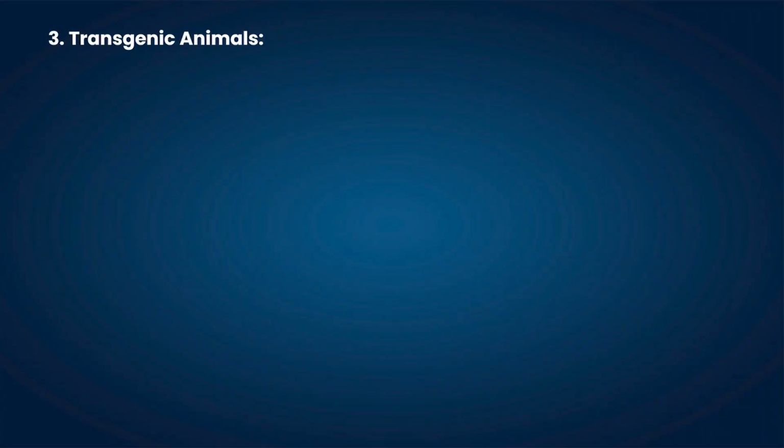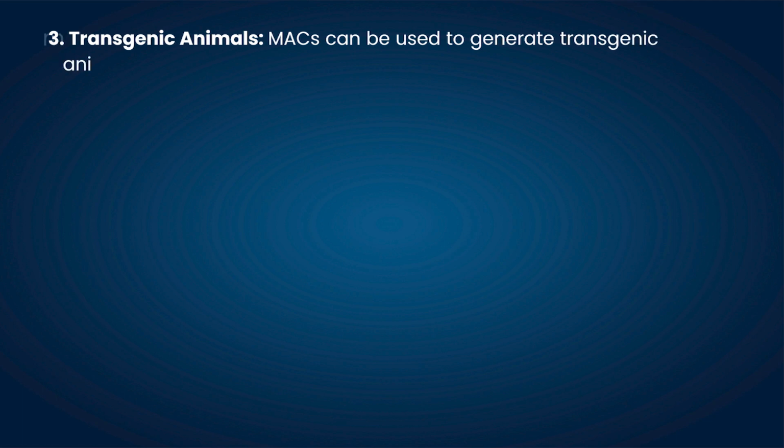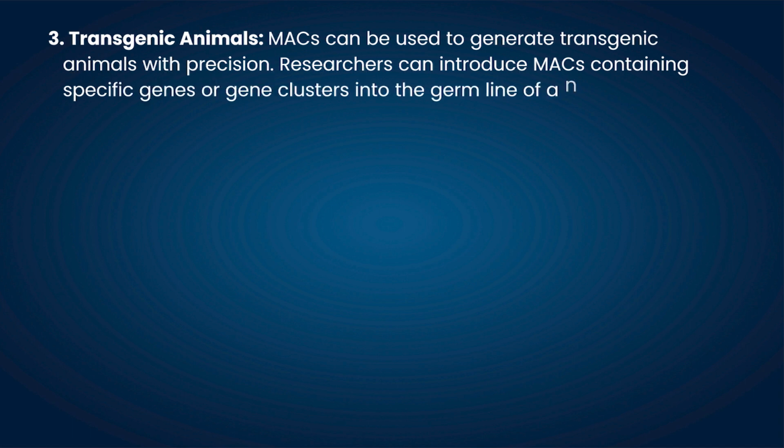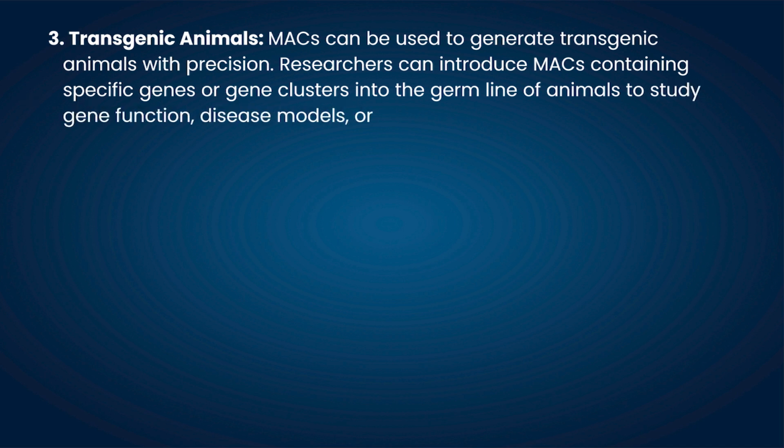Next application is transgenic animals. MACs can be used to genetically engineer or to generate transgenic animals with precision. They are a very important tool for generation of transgenic animals which are very specific as per the need of the researcher. The researchers can introduce MACs containing specific genes of interest or gene clusters into the germline of the animals to study genetic function, gene or disease models for biotechnological purposes.